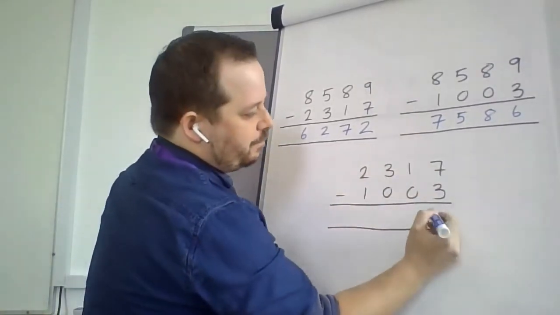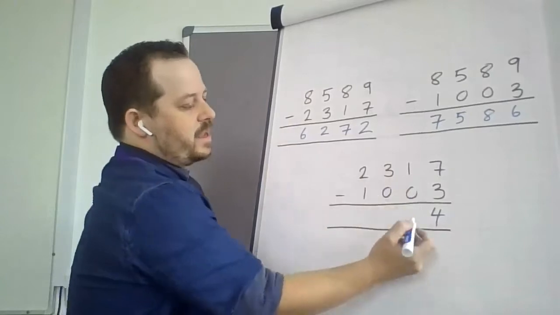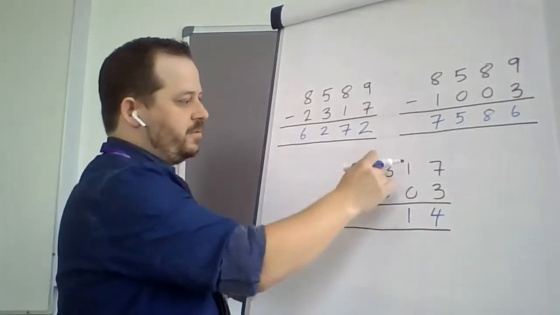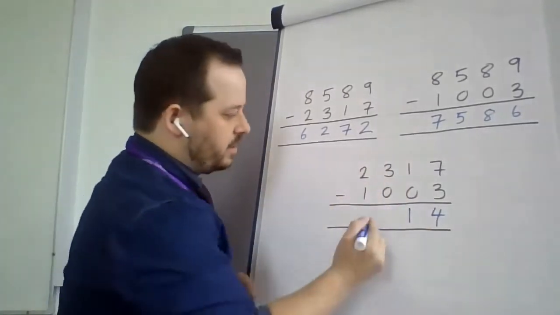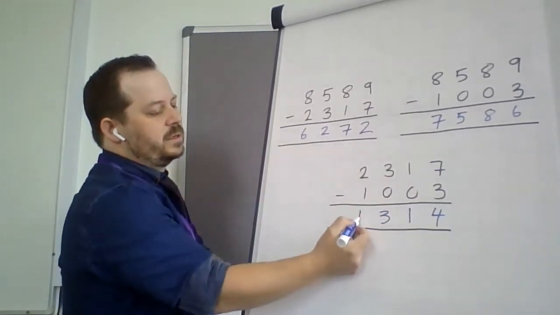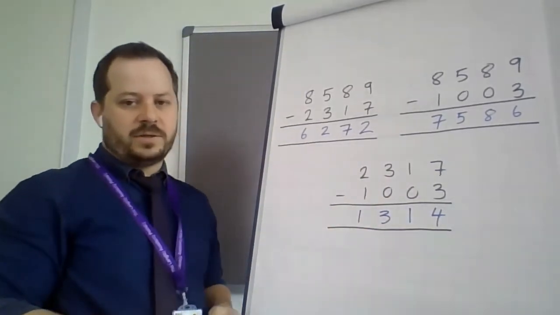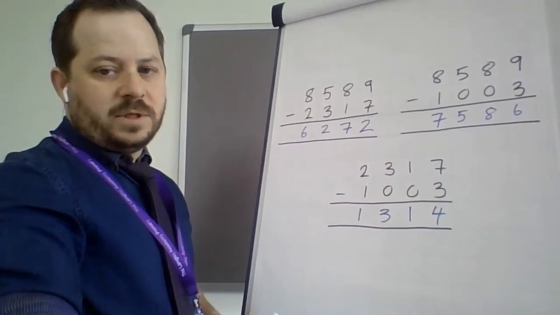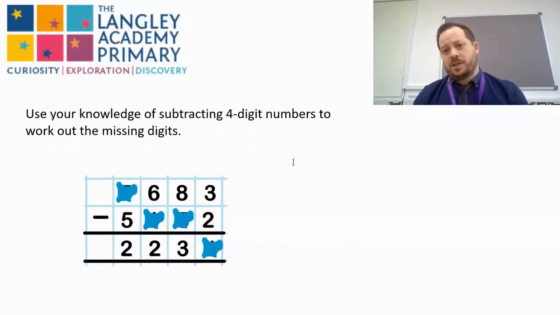The next one, down here, doing exactly the same. 7 minus 3 is 4. 1 minus nothing, or 0, is 1. 3 minus 0 or nothing is 3. And 2 minus 1 is 1. Our answer is 1,341.